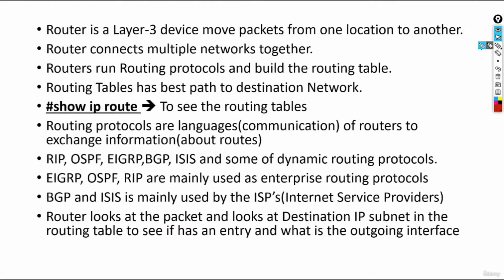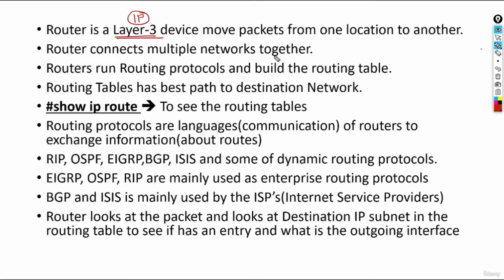And a router is a layer 3 device. So remember, a switch is a layer 2 device. A switch understands MAC addresses. On the other hand, routers understand IP addressing. So a router is a layer 3 device. Basically what it's doing is moving a packet from one location to another. Technically it's moving a frame, but a router only understands packets. As I told you, a router connects multiple network segments together.